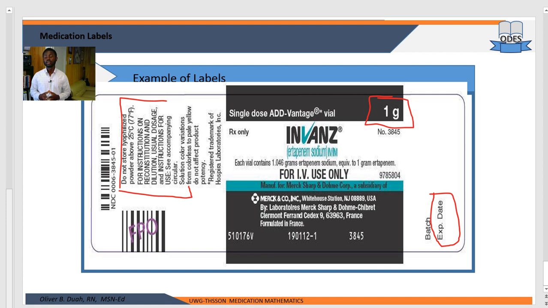So remember, we talked about the rights of medication. It is important that we pay attention to medication labels because it can help us to avoid unnecessary medication errors.